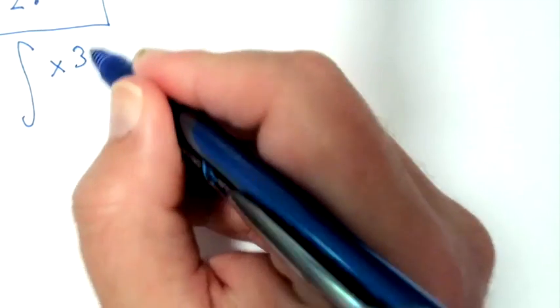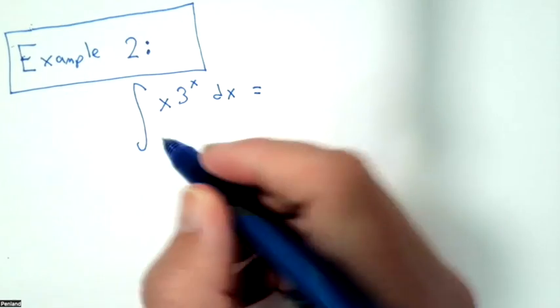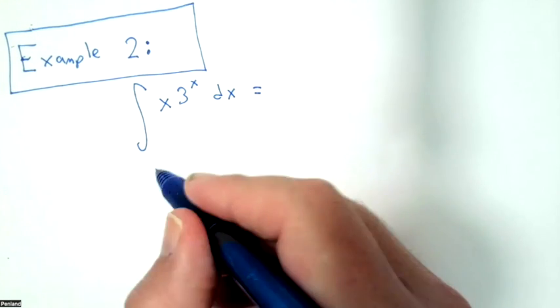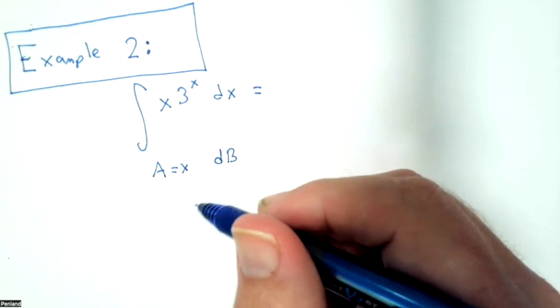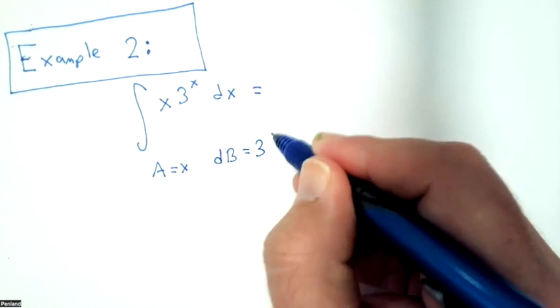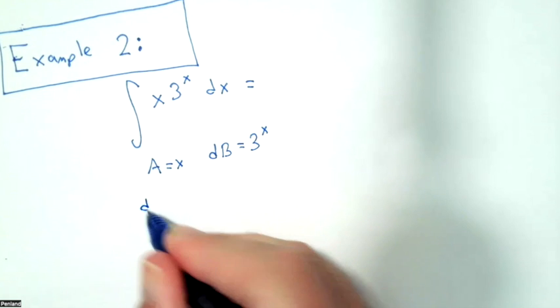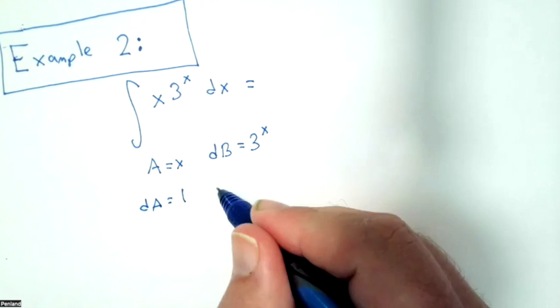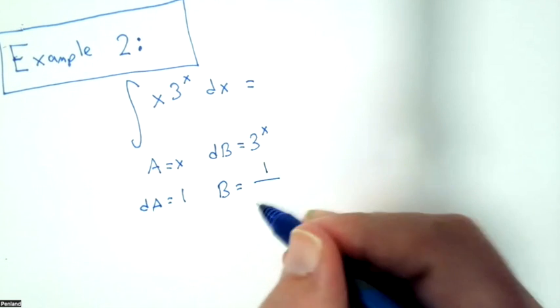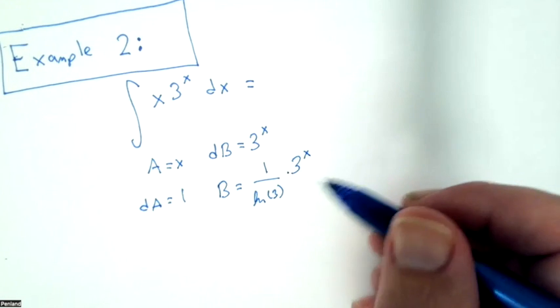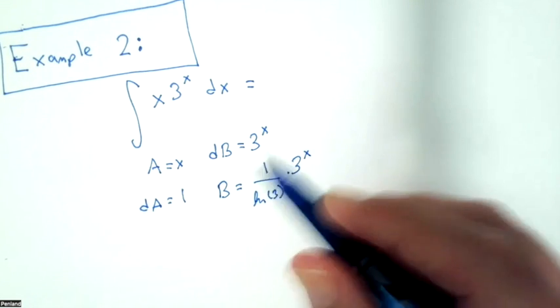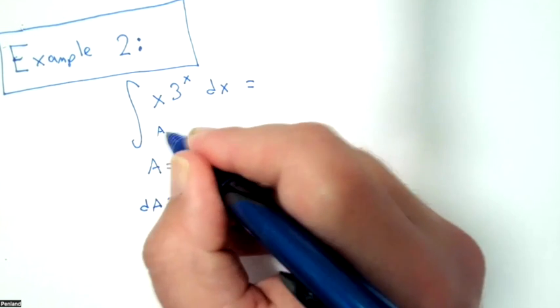Let's look at another example: the antiderivative of x times 3 to the x dx. I'm going to try to fit this pattern, where A is x, and I'm going to stop writing dB/dx and just write dB. dB is 3 to the x, which means that dA is equal to 1, and that B would be equal to 1 over natural log of 3 times 3 to the x. There's a plus C that should be here, but we don't worry about it. We just need an antiderivative. So this is my A times dB part.